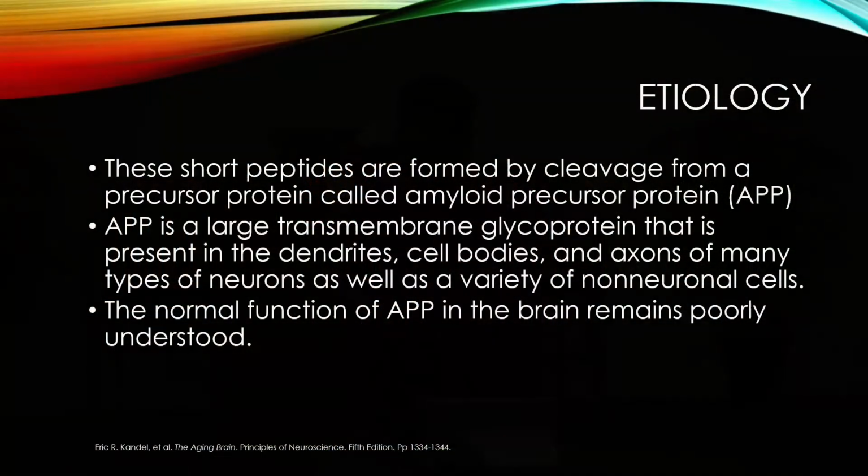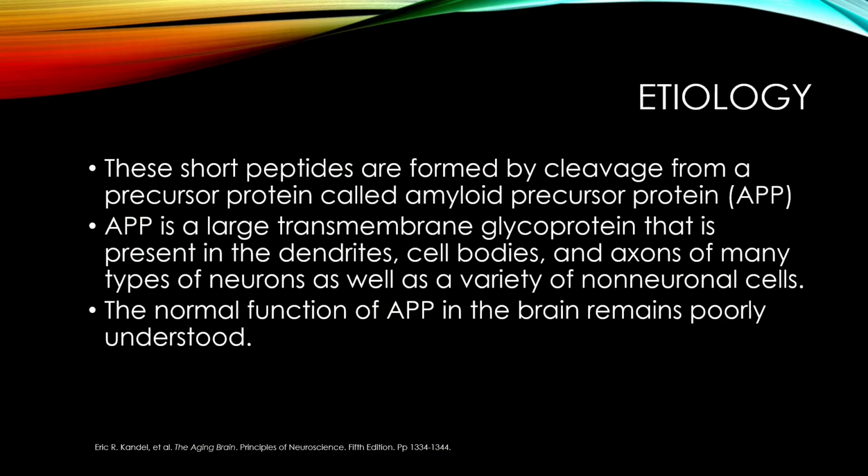All right. Then these short peptides are formed by cleavage. Of course, we just explained that. Your APP is cut in different sections, and the APP is a large transmembrane glycoprotein that is present in the dendrites, the cell bodies, and the axons of many types of neurons. Of course, not much is known about it. It's poorly understood.